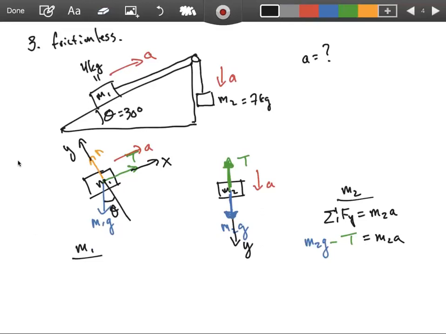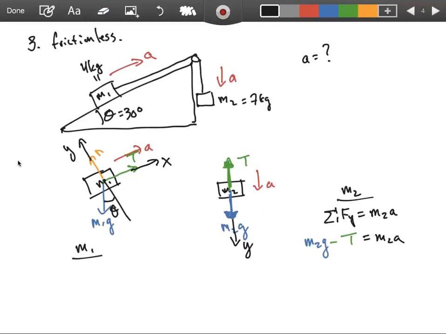What this one says is I can find the acceleration if I know M2, which I do, if I know G, which I do, and if I know the tension. At the moment, I don't know the tension. Where's the tension going to come from? Well, it's going to come from the other mass. So let's look at the other mass. Let's look at M1.